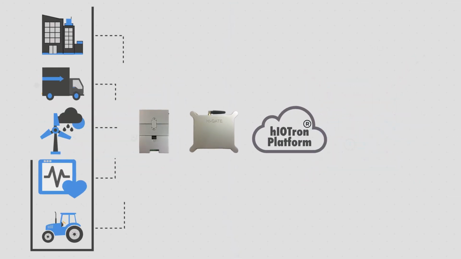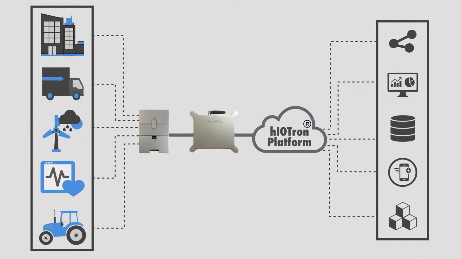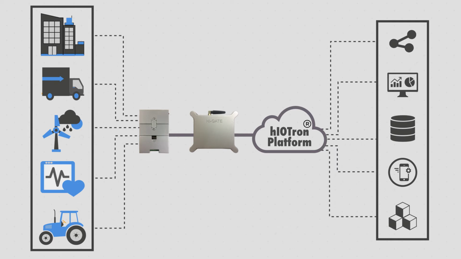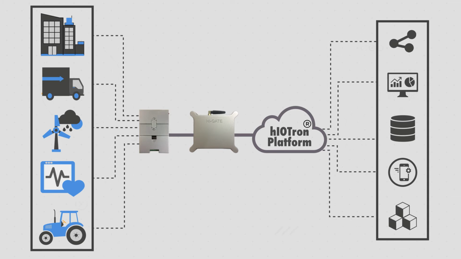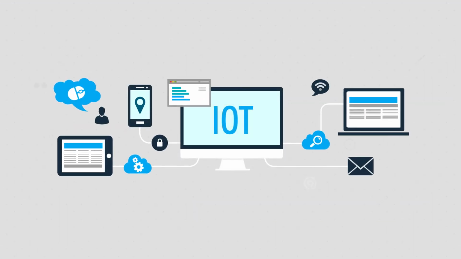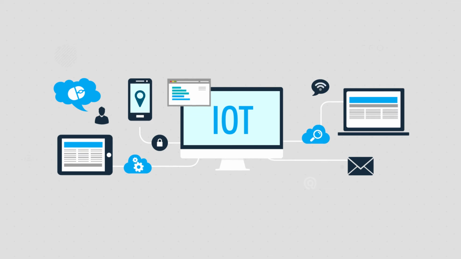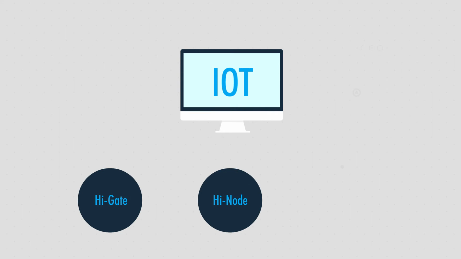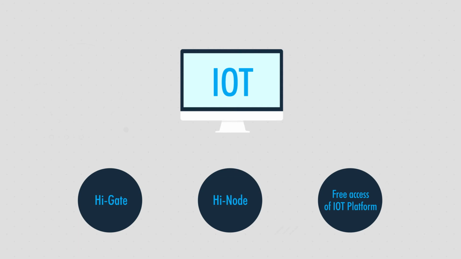The Hiotron IoT Development Kit will be the best option for you. It will let you build your complete IoT project or product or solution right from scratch to production easily, in minimum cost and time with real results. How is that possible? It's possible because this kit includes everything you want to build your successful IoT project, such as 1. HiGate, 2. HiNode, 3. Free access of IoT platform and your project-specific custom mobile application or dashboard for a lifetime.